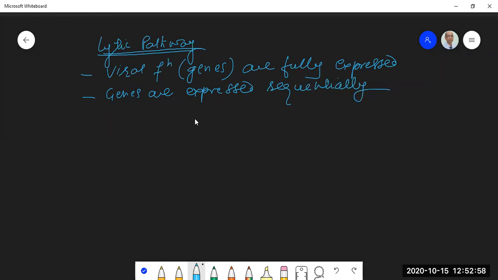Genes are expressed sequentially, right? What is meant by this? The genes in Bacteriophage lambda are expressed in 3 stages. And what are those 3 stages? The first stage is what is called immediate early.